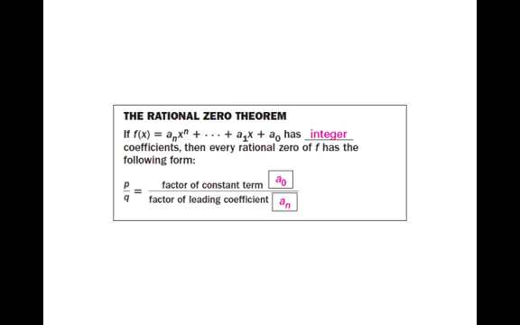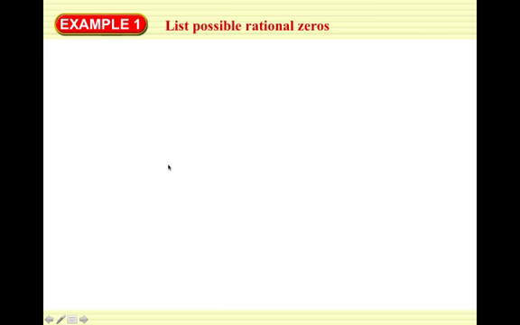If f of x equals a_n x to the n plus on and on to a_1 x plus a_0, so you've got a polynomial function that has integer coefficients, then every rational zero of f has the following form. It's equal to p over q, where p is a factor of the constant term, and q is a factor of the leading coefficient. It's very important that you learn that the p's are the factors of the constant, and the q's are the factors of the leading coefficient.